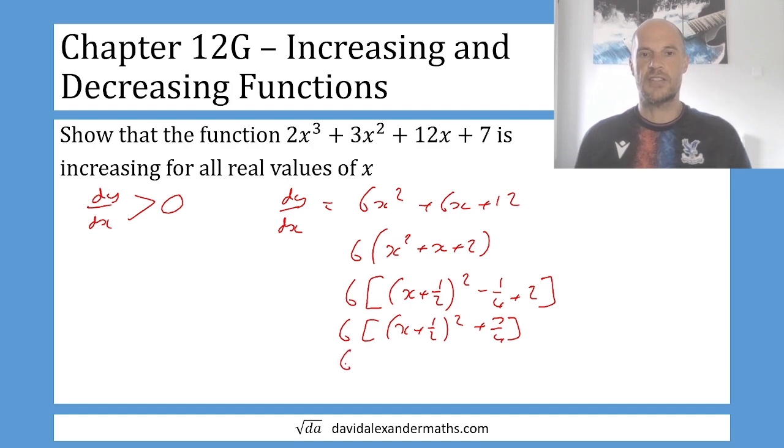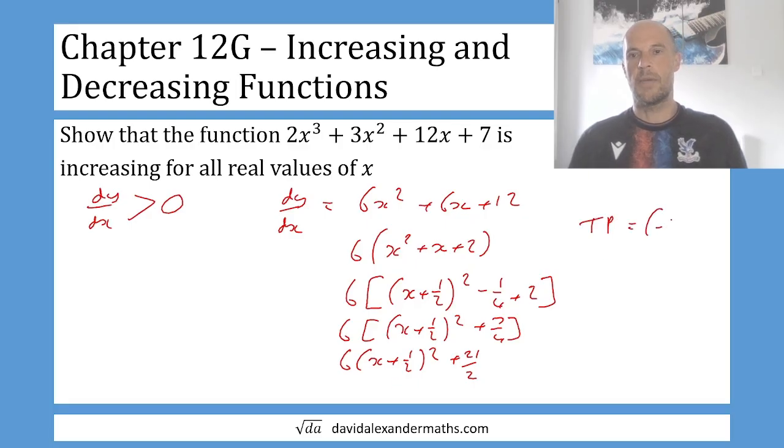Multiply through by 6, that's 6 lots of x plus 1/2 squared, plus 42 over 4, which is 21 over 2. Okay, so from this I can get the turning point. So the turning point is minus 1/2, 21 over 2.